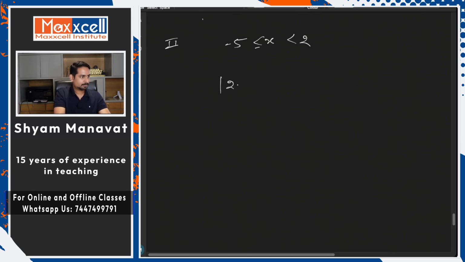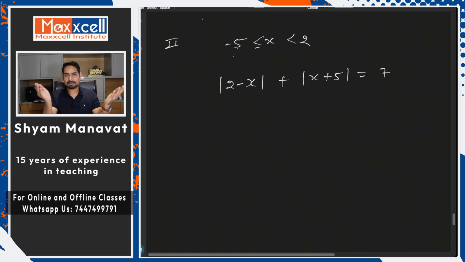Tell me which term should be negative and which term should be positive. By now you guys should be expert in identifying that. Take any value which is between minus 5 and 2. Let's say 0. 0 is between minus 5 and 2. Between as in between in this range, minus 5 and 2. In this range you have 0 also.